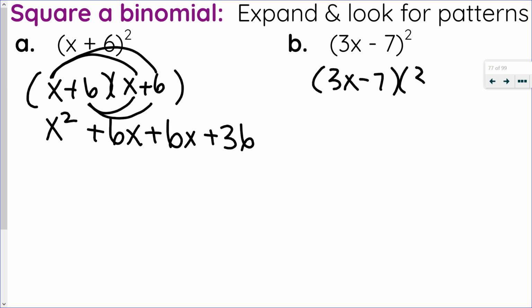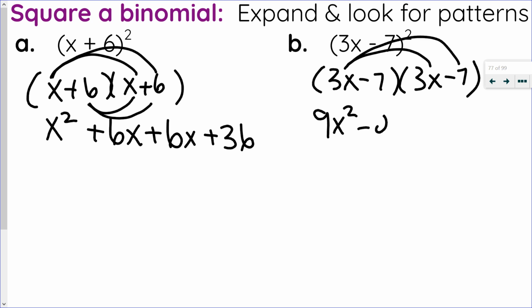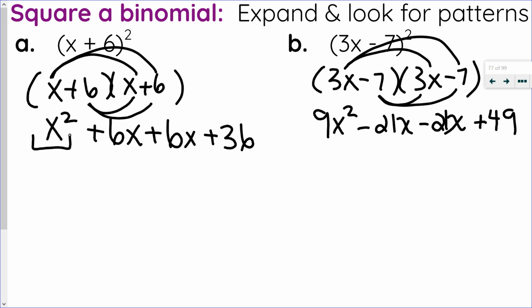So 3x minus 7 squared means 3x minus 7 times 3x minus 7. So in my first one, I have 3x times 3x, which is 9x squared. 3x times negative 7, negative 7 times 3x is going to be negative 21x. And then negative 7 times negative 7 is positive 49. So I'm looking for patterns. The first thing I notice is that my first number is a perfect square and my last number is a perfect square. Same thing happens here.